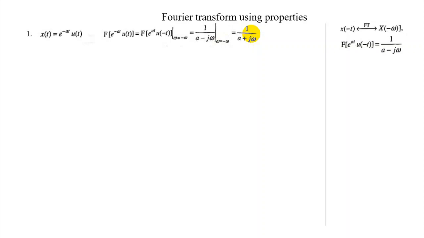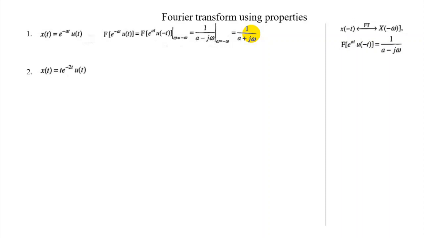Basically, in the Fourier transform we perform the integration, but in many cases where we have some known Fourier transforms or basic laws or properties, we can shorten our calculation, as I am discussing in this video.